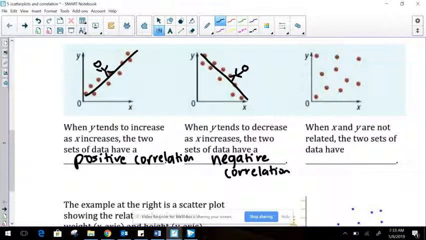All right, in this third example, I can't draw a line through there really because there's no pattern. They're just random. So when this happens, this is called no correlation. There's not really a pattern that we can say easily.